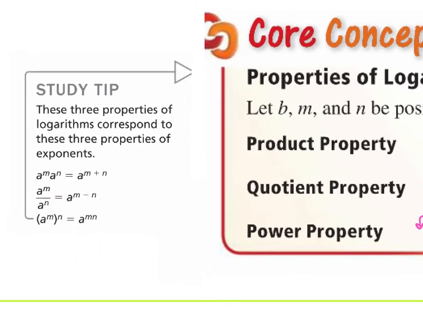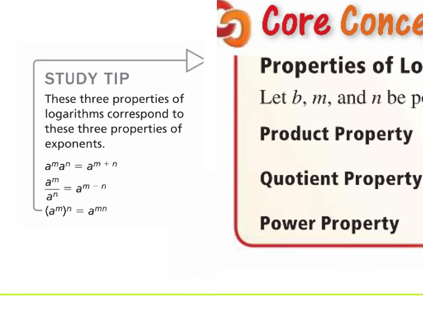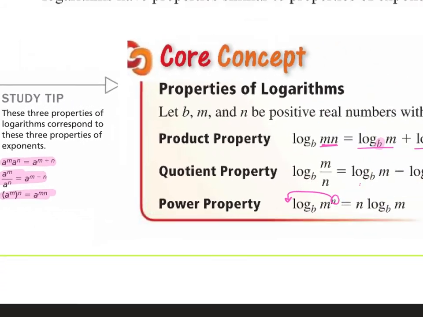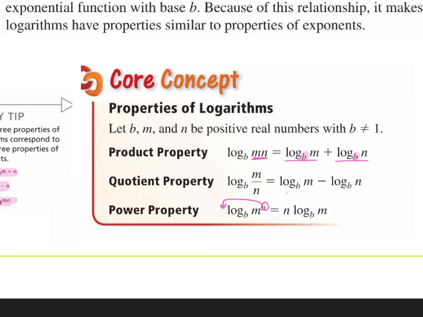And then there's a little side note over here, study tip. These three properties of logarithms correspond to these three properties of exponents, which we've done over and over and over again. So to condense these, if we were multiplying, we just add the exponents together. If we were dividing, we subtract the exponents. And if we have a power raised to a power, we multiply. So same thing, but a little different because now we're using them with logarithms.